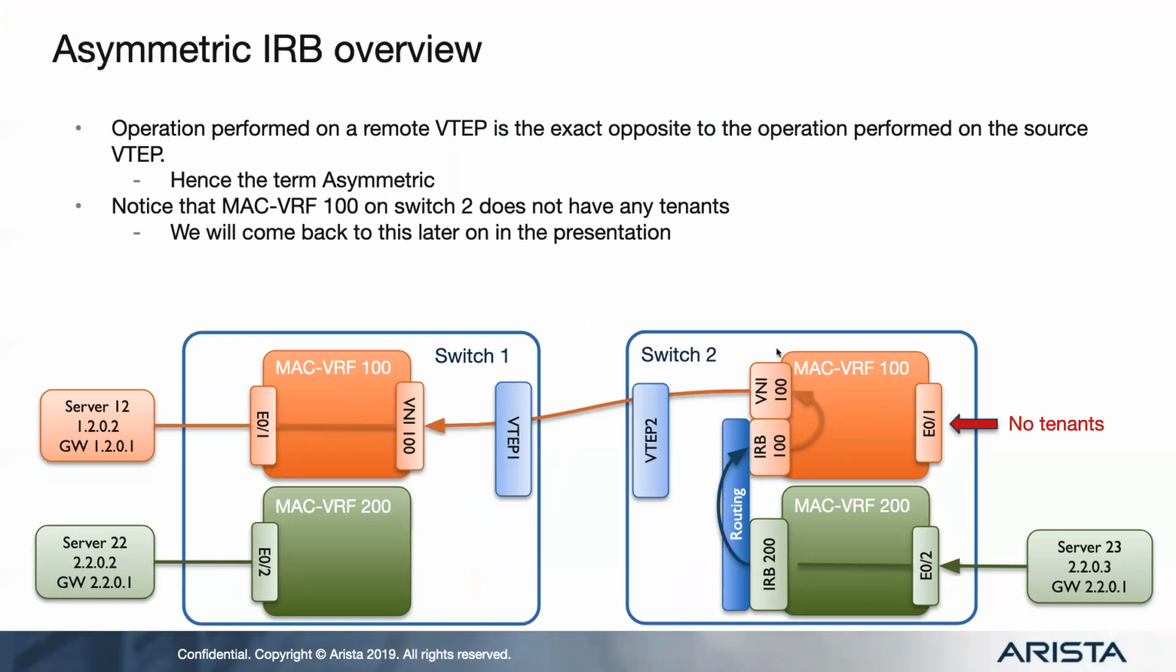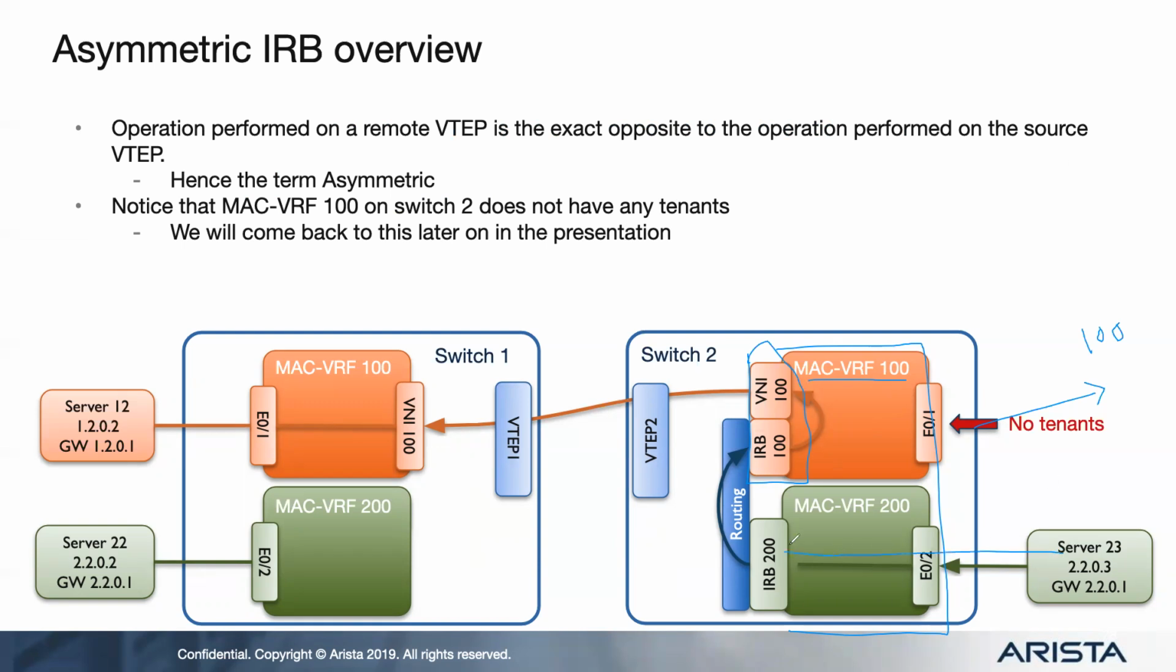So even this VTAP should have SVI 100 configured, even though there are no hosts behind this VTAP for VLAN 100. Still you need to configure this SVI 100 here. Basically, you need to have all the SVIs on all the VTAPs. That's the concept of direct routing, or asymmetric IRB. So now what will happen when this host has to send a packet?